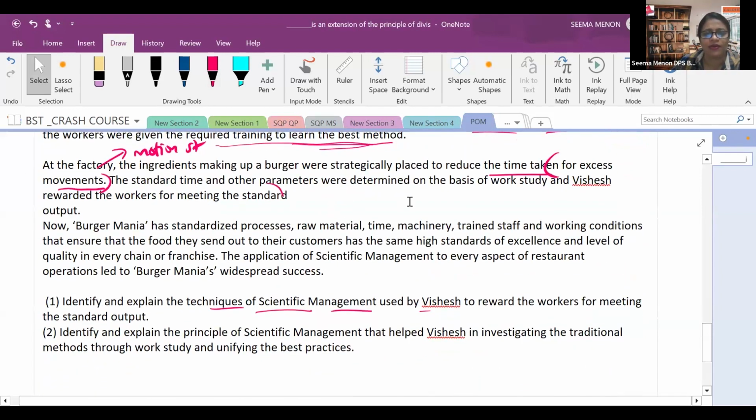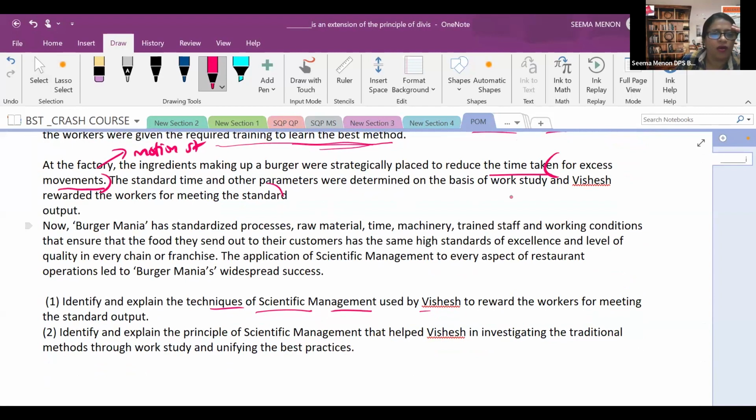The standard time and other parameters were determined on the basis of work study done. Now, Burger Mania has standardized process, raw material, time, machine, trained staff, and working condition that ensure that the food they send out to their customers has the same high standards of excellence and level of quality in every chain and franchisee. Everywhere the same quality they are maintaining. The application of scientific management to every aspect of restaurant operation led to Burger Mania's widespread success because of their well-organized work, and they are following the highly standard method of doing the job. Not only that, standardized process, raw material, time, machinery, trained staff, everything. Because of all that, they got widespread success.